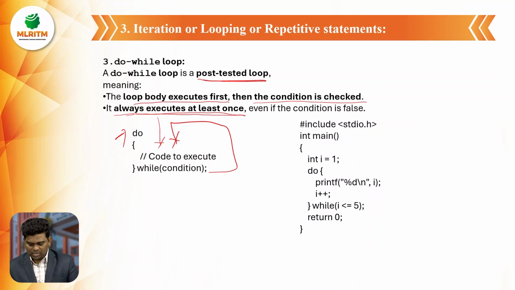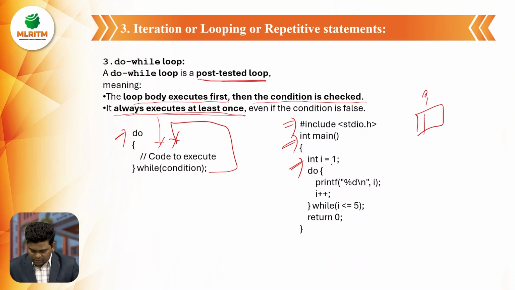Now we'll see a small example: displaying the 5 values 1 to 5 using do while. As usual, you write the header files, then start with main. Execution begins from main. When the compiler executes the declaration part, it allocates memory for the variables.